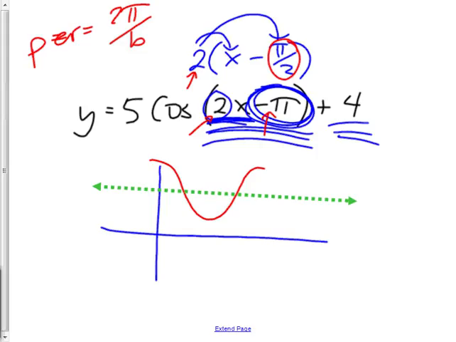If the b is 5, oh, b isn't 5 though, it's 2. Sorry, b is 2. There we go. Then it's 2 pi over 2, which means the period would be what? Pi.